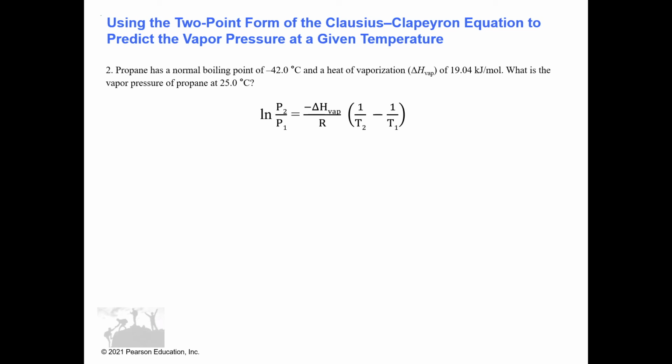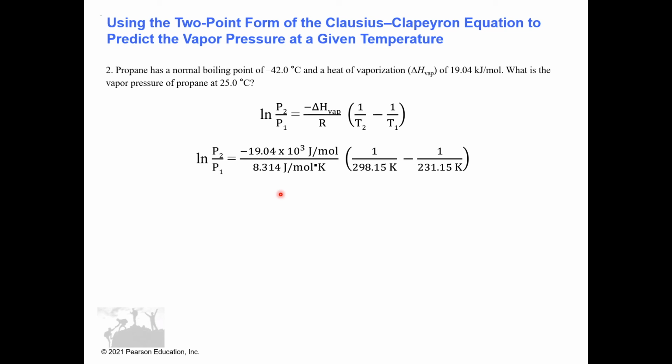So here's our Clausius-Clapeyron equation, 2-point form. We plug in our values, making sure that we convert our kilojoules to joules, just to match up our units. Okay, so now we have natural log of P2 over P1 equal to 2.226399.